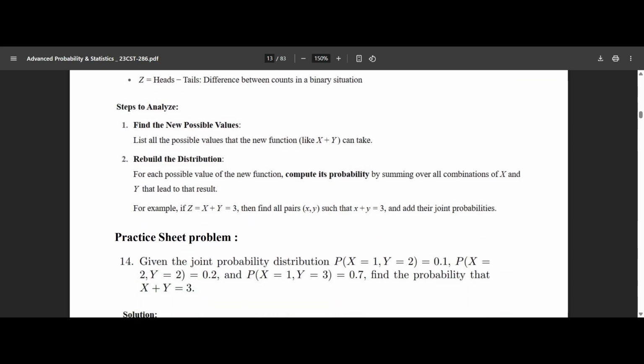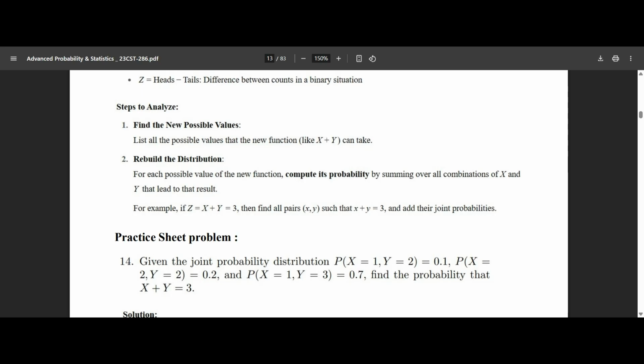So steps to analyze: find the new possible values, list all the possible values that the new function x plus y can take, then rebuild the distribution. For each possible value of the new function, compute its probability by summing all combinations of x and y that lead to the result. For example, if z equal to x plus y equal to 3, then find all such pairs x and y such that x plus y equal to 3 and add their joint probabilities.